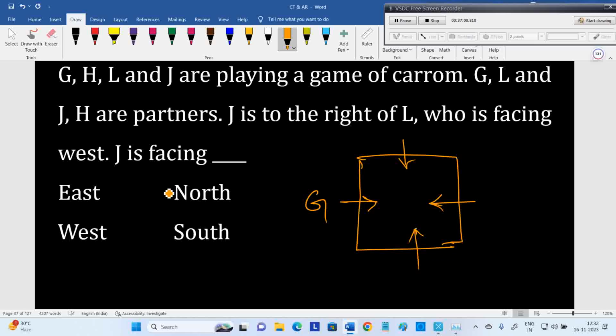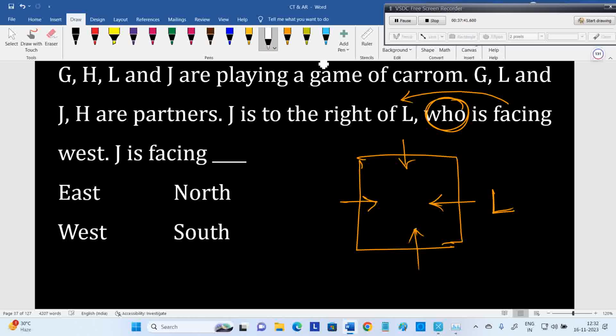Let's say G and L here. Now, where do I have to put J and H? J is to the right of L, who is facing west. Okay, one second. L is facing towards the west direction. This is facing south. This is facing towards west. When there is a word called who, whatever comes next is related to L only. L is facing west direction. So L is here.